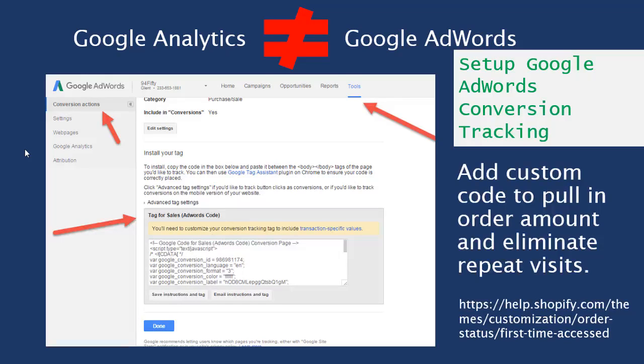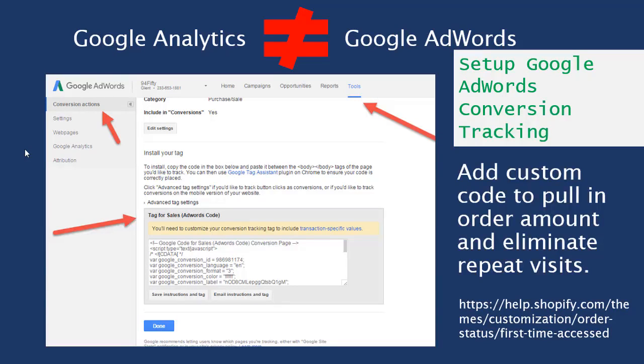So the most important thing from a conversion tracking standpoint is that Google Analytics conversion tracking does not equal Google AdWords conversion tracking. That's a super important thing to understand. Google Analytics is going to look at your last click. It's going to look at the last path that the person used to get to your website.